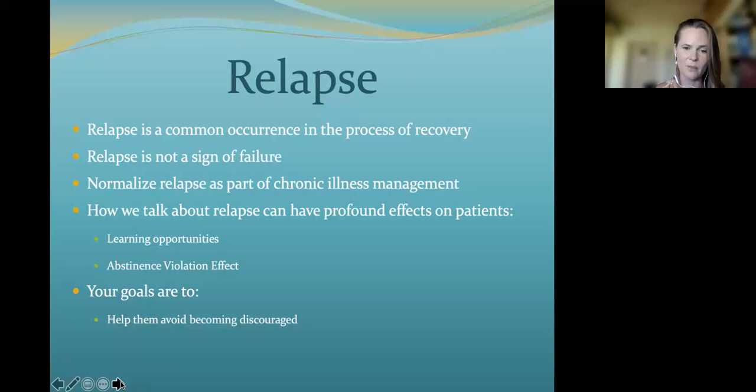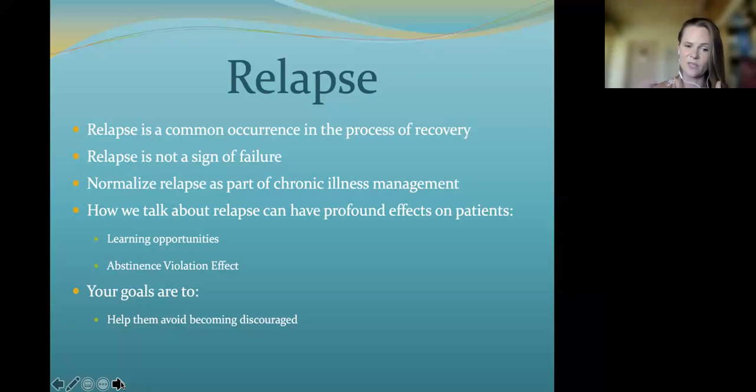Remembering that the way we talk about relapse, both in general and the specific language that we use, can really profoundly affect our patients' morale as well as their commitment. So when we can frame relapse as a learning opportunity, as an opportunity for them to say, hey, now I definitely know what doesn't work, or I know what the danger signs are, these sort of things.